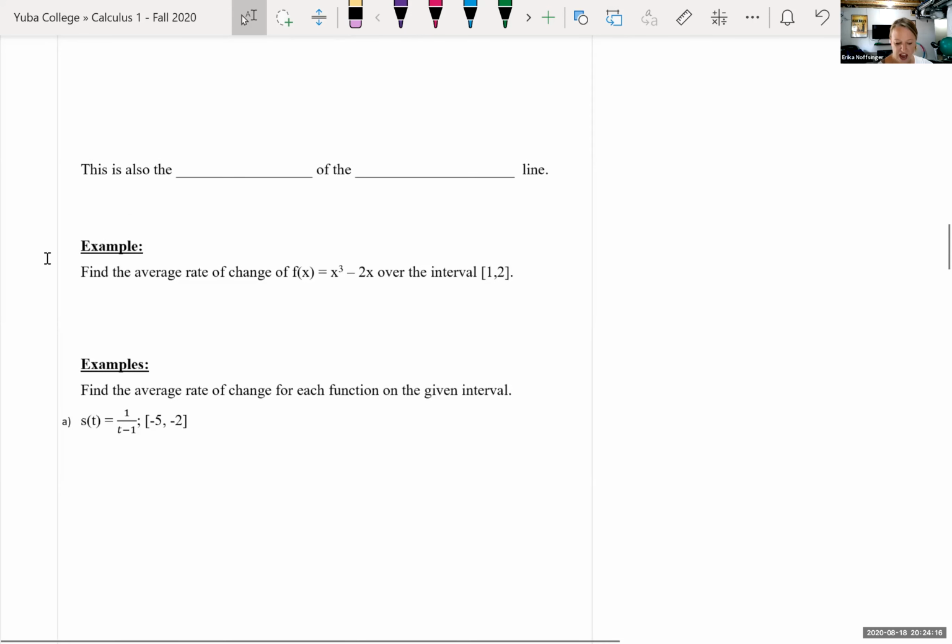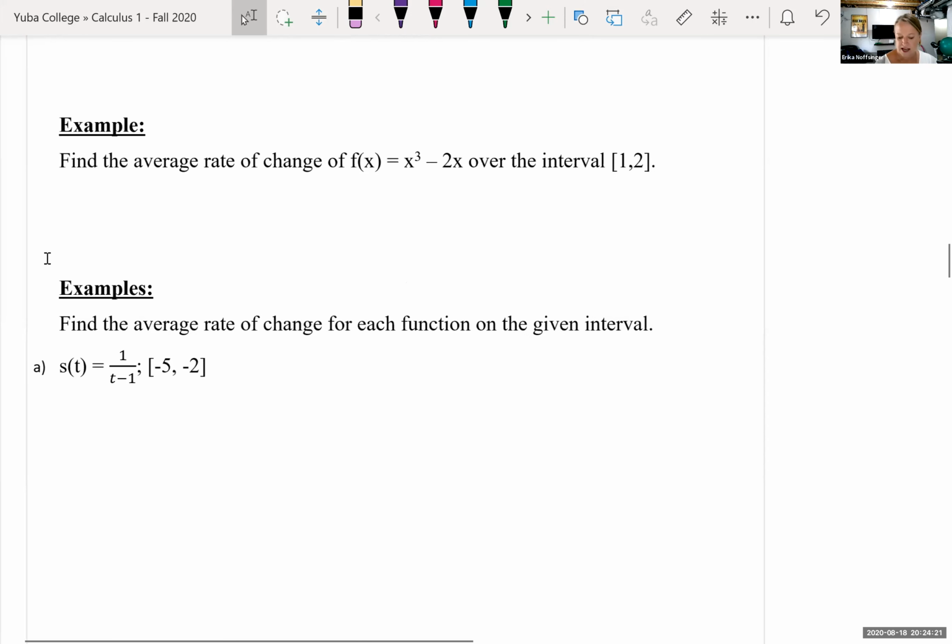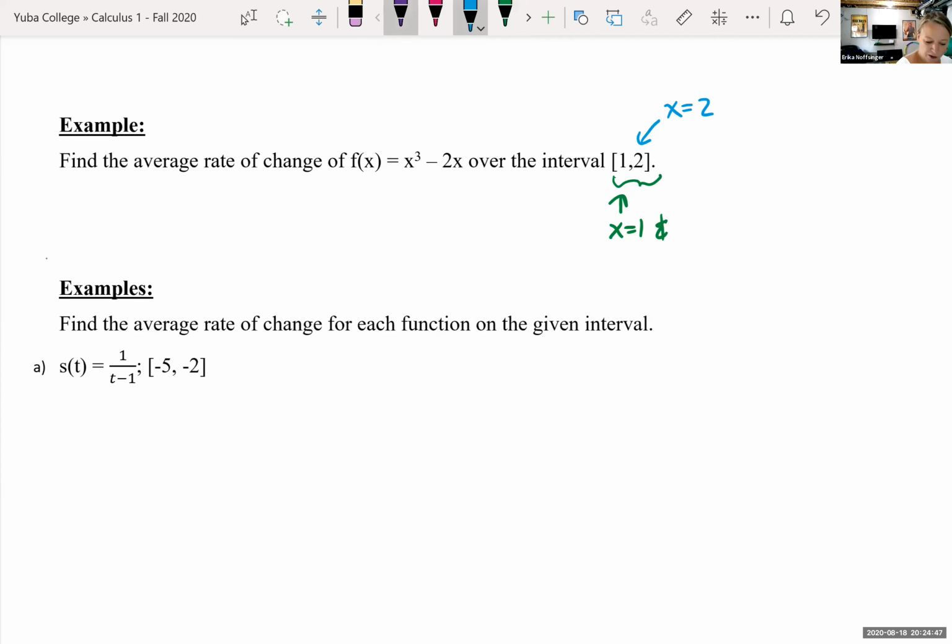So let's first look at the average rate of change of the function f of x equals x cubed minus 2x, and we're just looking at it over the interval of 1, 2. And so all we're doing again, we are given the x values. So this is the interval, so it's not a point. This is saying that x is equal to 1 and x is equal to 2. So we want to look at what we're going to get if we go back into our equation and we plug in 1 wherever we see an x.